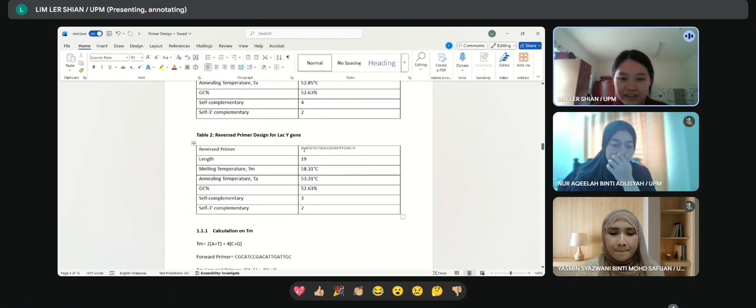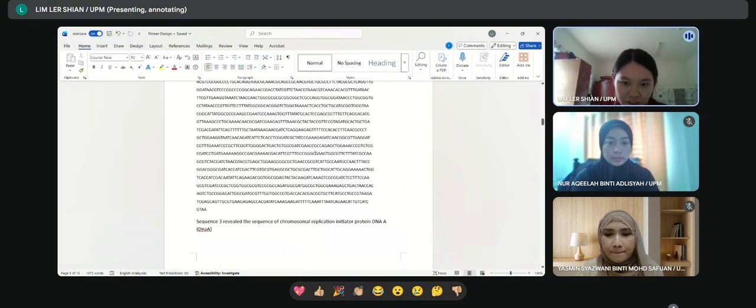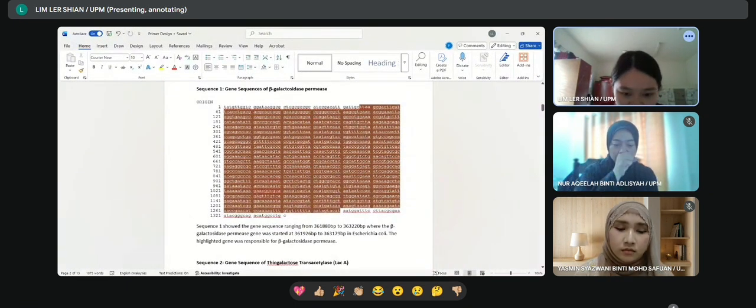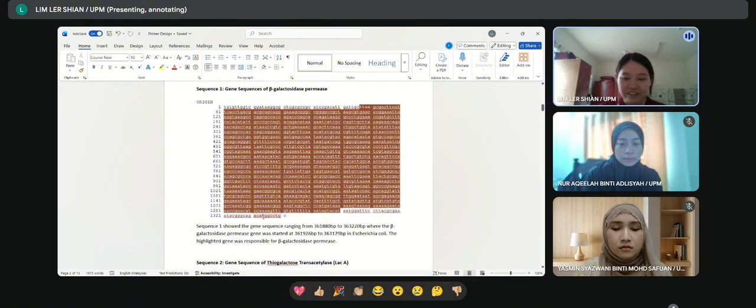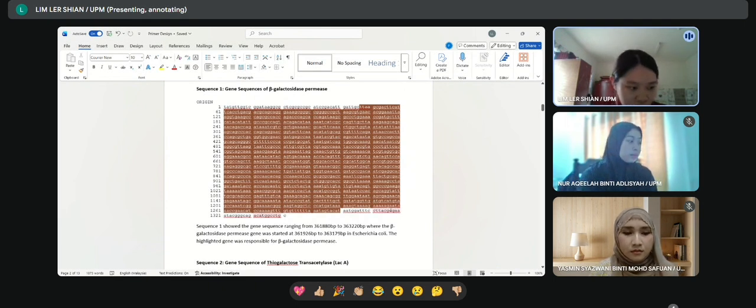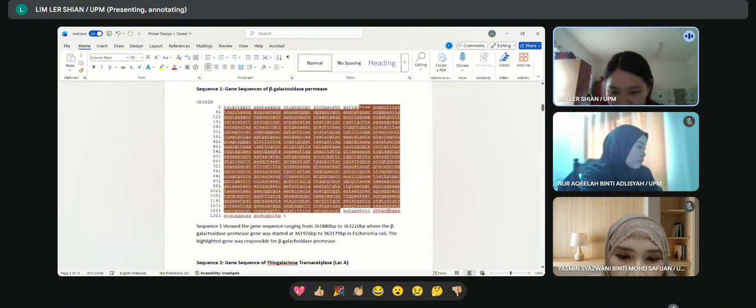The reverse primer, as I designed, is 19 base pair long, and it can be found in my sequence over here. Let me show you. It is from this T, but we need to use the reverse complement to find this sequence. So it is from this T to this G over here, ACG. Yeah, it is from the T over there to the G over here.